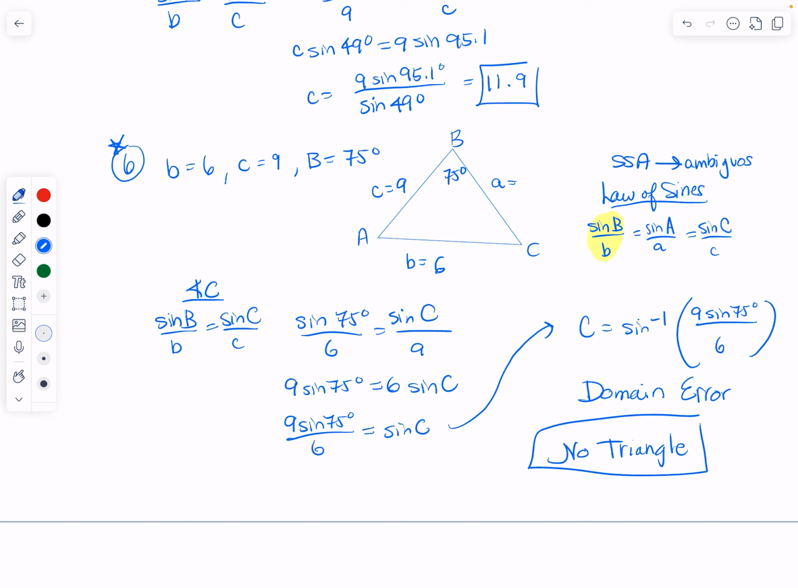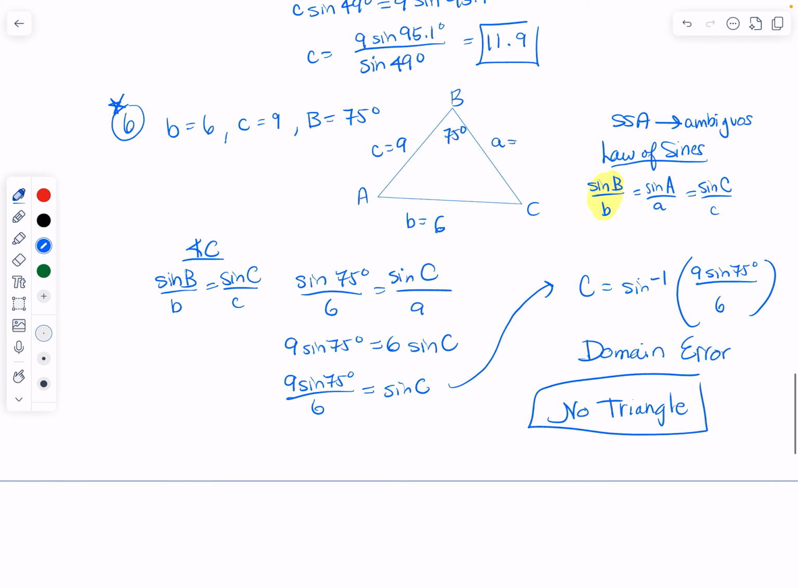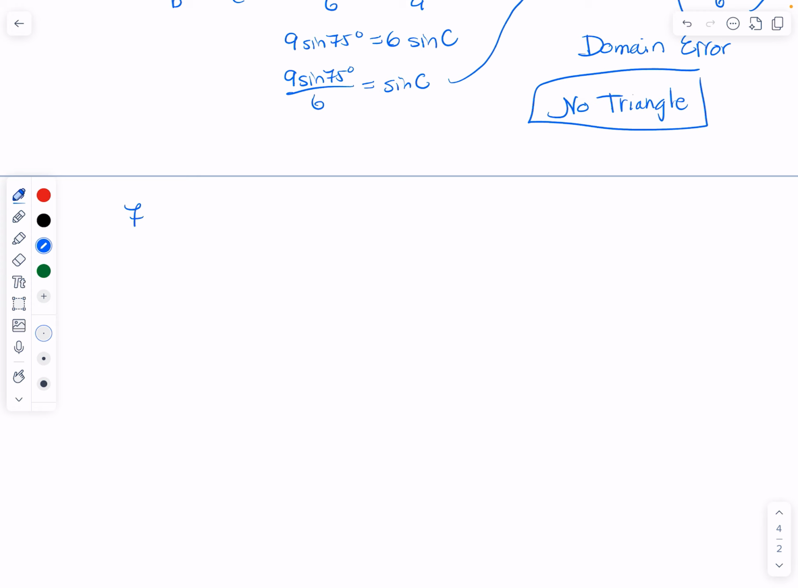Question number 7 has the same directions. So let me go ahead and write down what we know. Question 7 says that a equals 7, b equals 5, and angle B equals 20 degrees. Again, the directions say two sides and an angle are given. Determine whether the given information results in one triangle, two triangles, or no triangle.